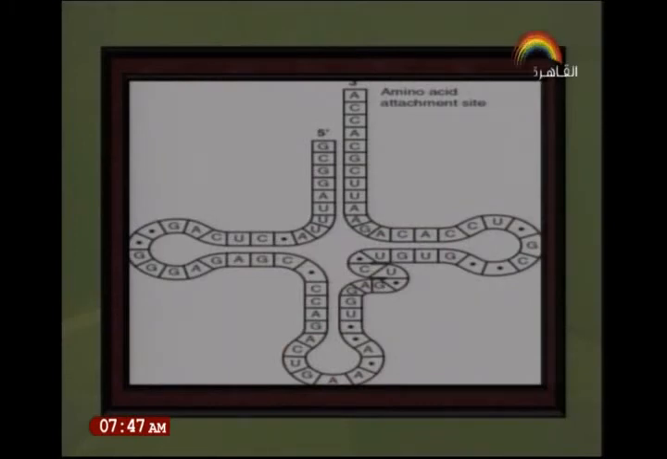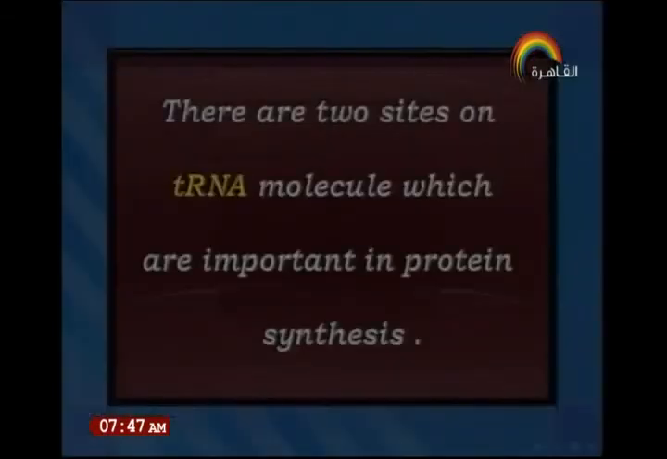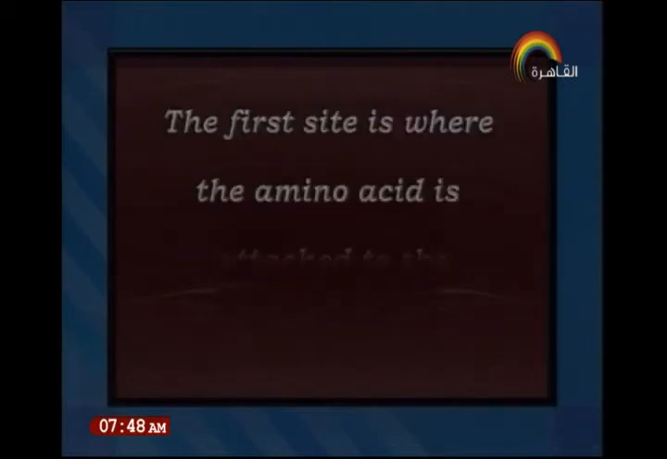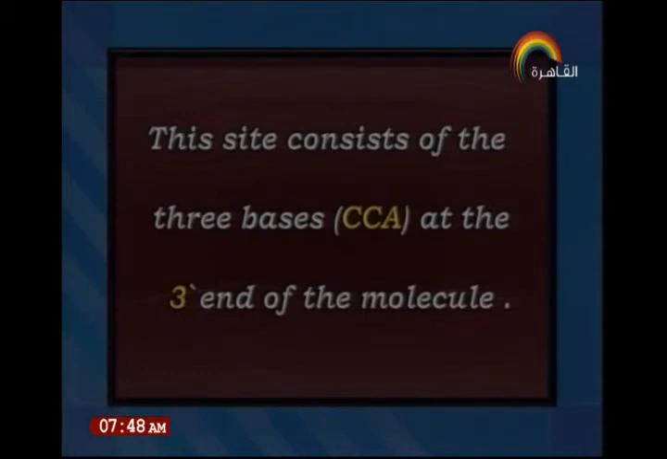This figure illustrates the structure of transfer RNA, which has 2 sites. Number 1 is called the amino acid attachment site, and number 2 is called the anticodon site. So again, there are 2 sites on the tRNA molecule which are important in protein synthesis. The first site is where the amino acid is attached to the molecule. This site consists of the 3 bases CCA at the 3' end of the molecule.